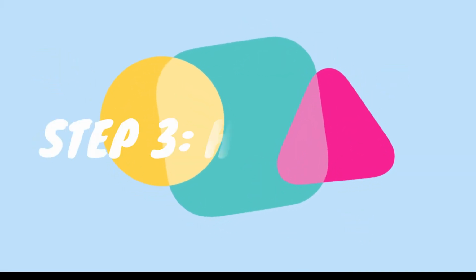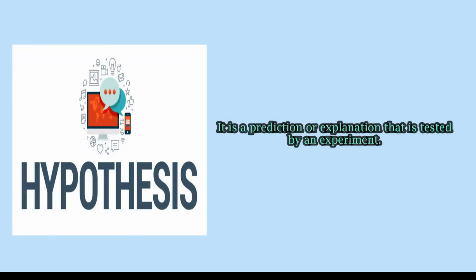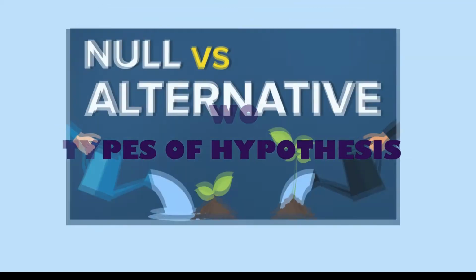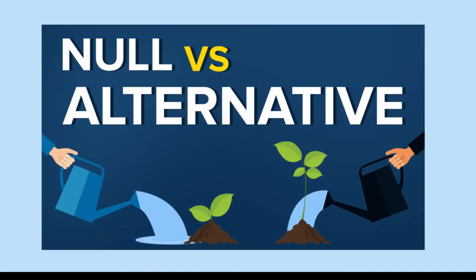The hypothesis. Hypothesis is a prediction or explanation that is tested by an experiment. Sometimes hypothesis looks more like prediction. There are 2 types of hypothesis, the null and the alternative.